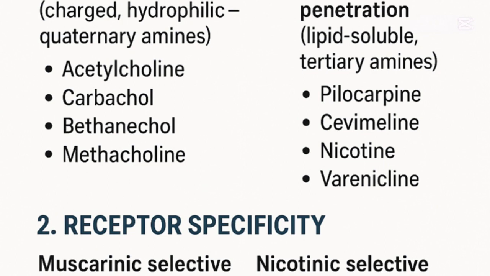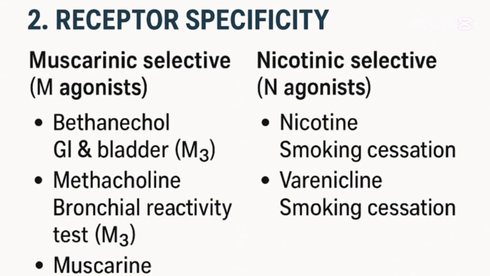The tertiary amines are lipophilic. Examples include pilocarpine and arecoline. They can penetrate the CNS, which means they give CNS side effects. Apart from arecoline and pilocarpine, the rest cannot penetrate the CNS. Then we also classified them based on receptor selectivity, where we talk about muscarinic receptor selectivity, nicotinic receptor selectivity and mixed receptor selectivity.